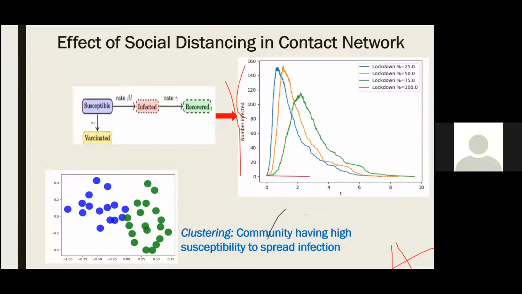We also looked into clustering, and clustering, of course, has a lot to do with classification and clustering in machine learning that you know. So we wanted to find out which community or cluster of people has a high susceptibility to spread the infection, okay? So you can do lots of little experiments with known tools and techniques of machine learning and AI to understand what is happening, and the data set is becoming richer and richer.